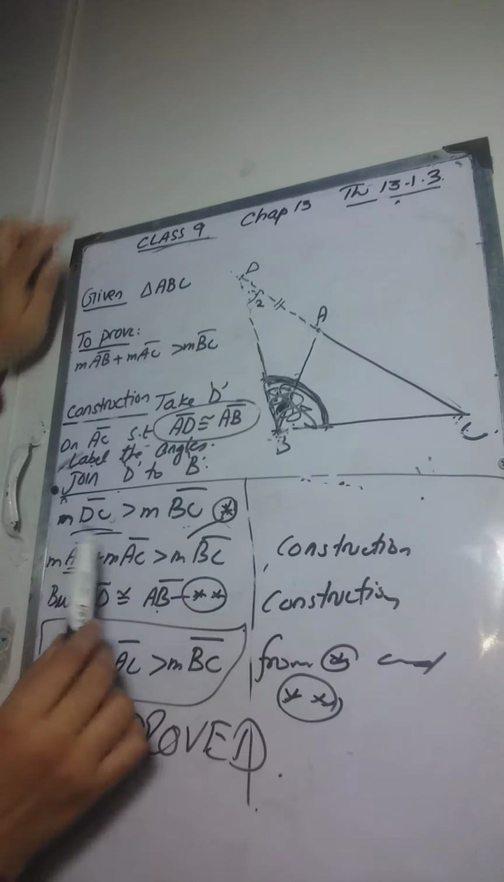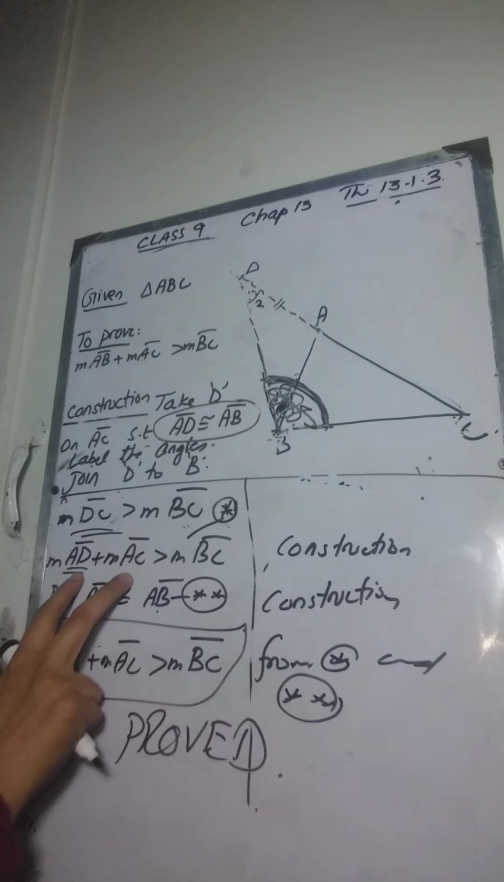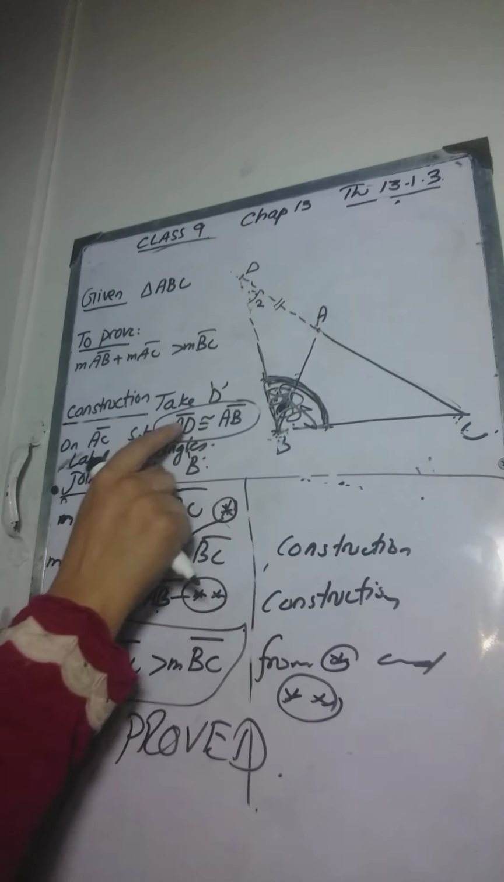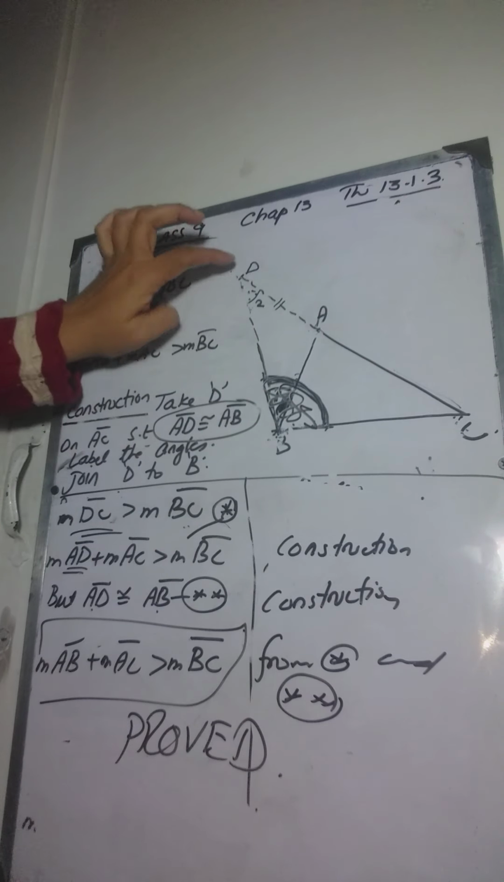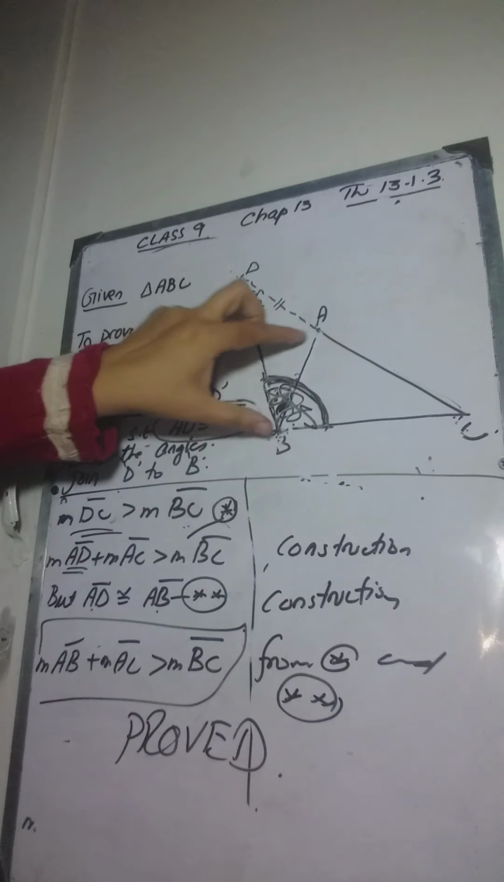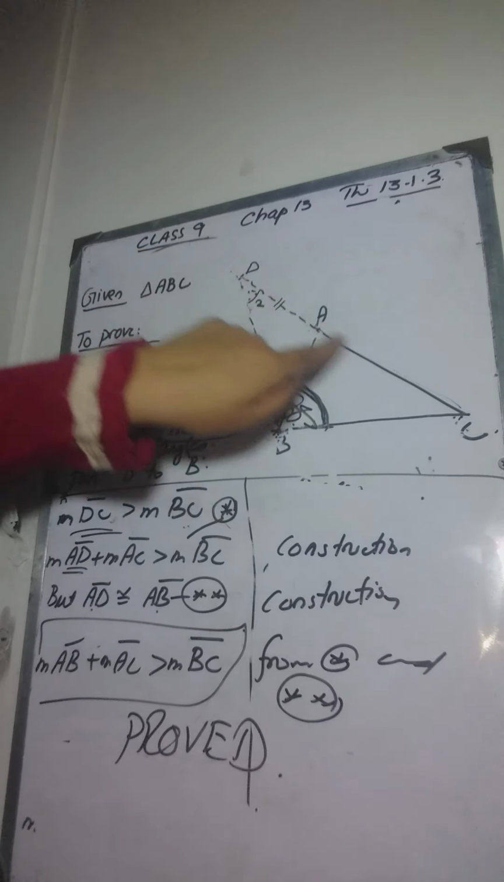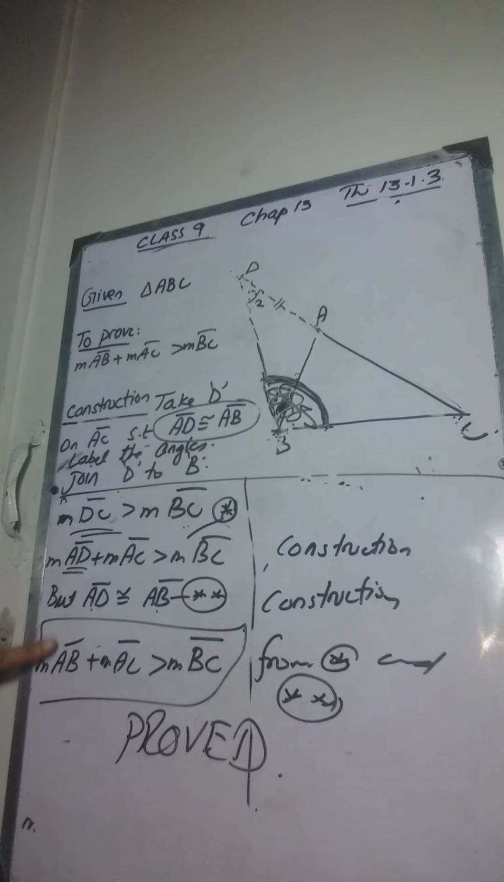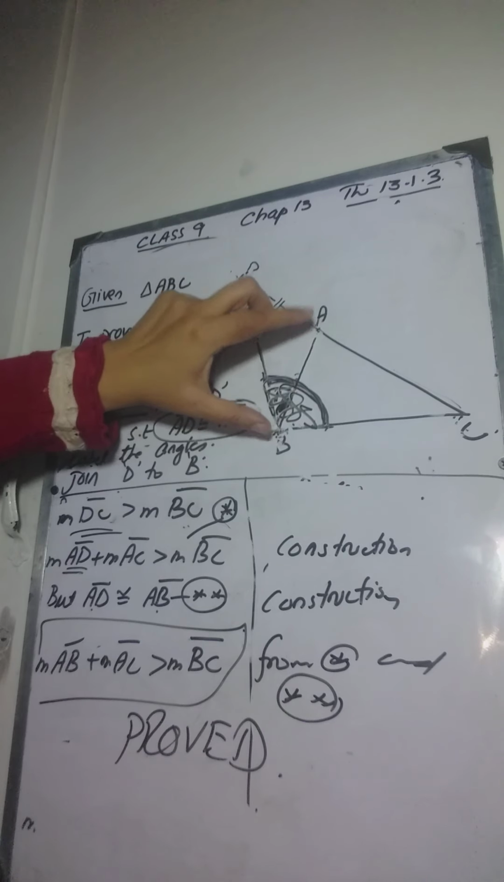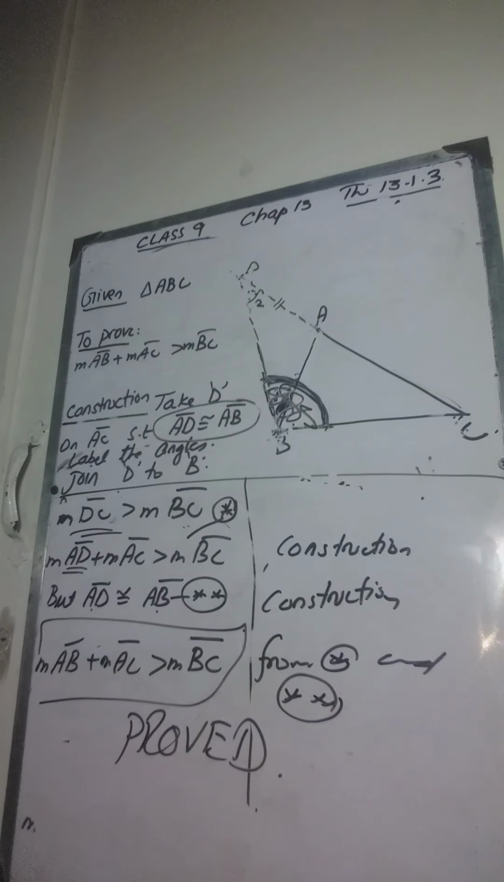From here, we just wrote DC as the sum of AD plus AC. And then we replaced AD by AB because in construction we had taken AD congruent to AB. Therefore, as soon as we replaced AD by AB, because these two lengths were the same, we proved that the sum of these two sides, AB plus AC, is greater than BC, because instead of AB we were using AD first, then we replaced AD by AB and we got this statement. Okay, so these are the main steps and this completes the theorem.